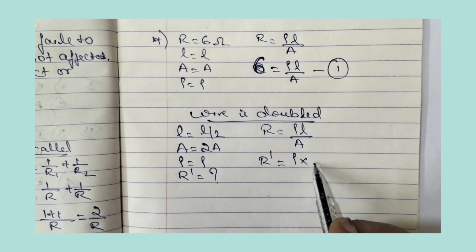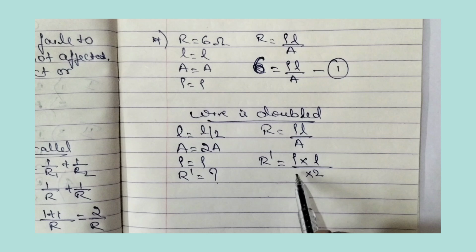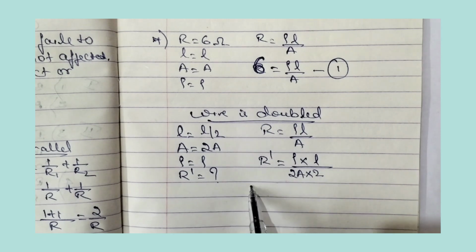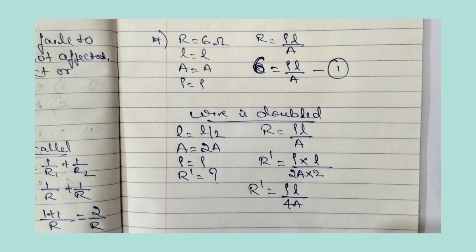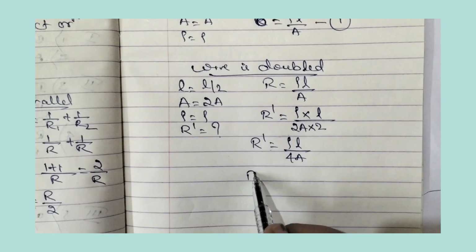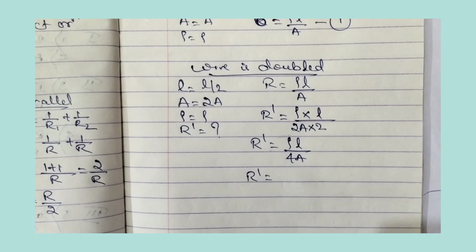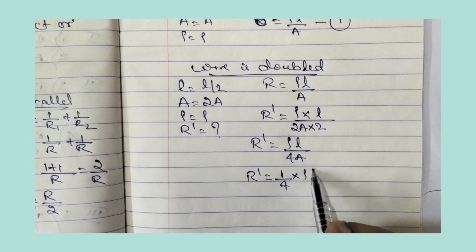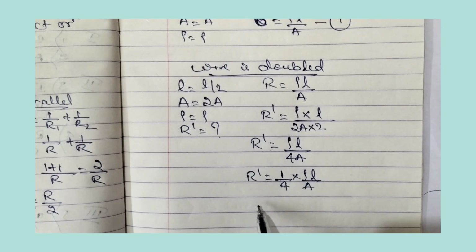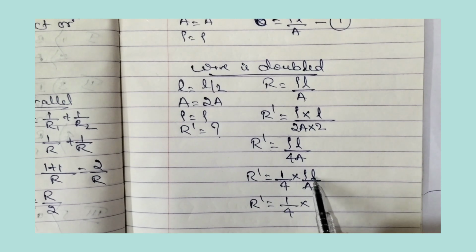Rho is rho into L. L is L by 2 into A. A is 2A. So R dash is equal to rho L by 2 into 2A, 2 twos are 4, so it becomes 4A. R dash is equal to rho L. So what is rho L? So rho L by A is 1 by 4 into rho L by A. So R dash is equal to 1 by 4 into what is rho L by A?